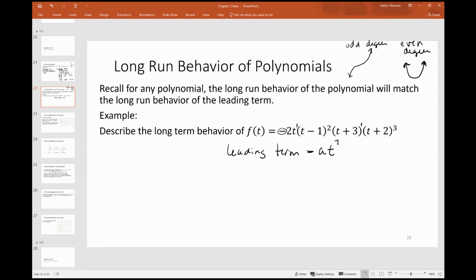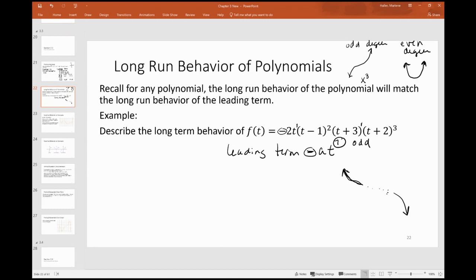Okay, so let's see. t to the 7th, right? That's odd. So it means the end behavior is going to resemble the x cubed or the cubic function, right? Except that it's reflected. So the end behavior is going to do this. Anything can be happening in between. We don't know. But we do know that the long run behavior will look like this. The ends of the graph are going to resemble the reflected cubic function's long run behavior.